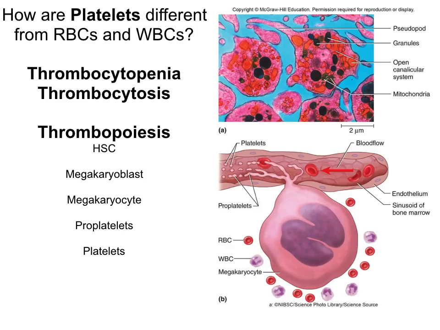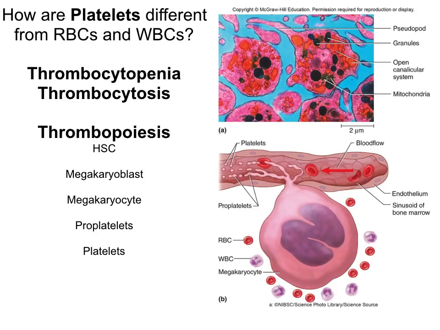Now, if you do have a platelet count that is over 1 million per microliter, you're suffering from what is called thrombocytosis. So again, thrombocytosis is a platelet count over 1 million per microliter. This accelerated production of platelets is usually in response to a severe infection, inflammation, or cancer.